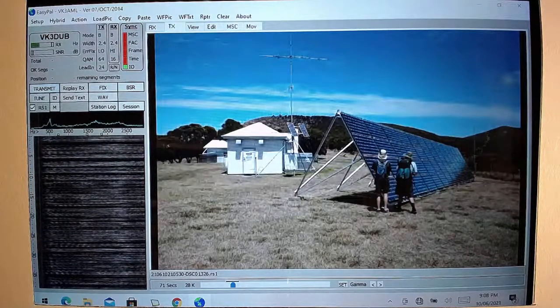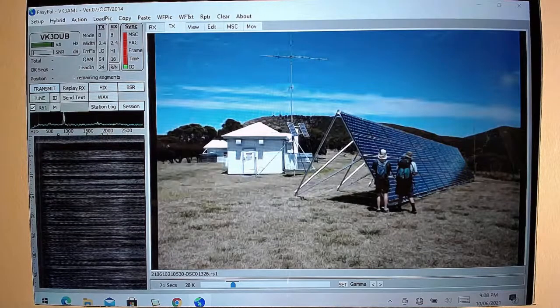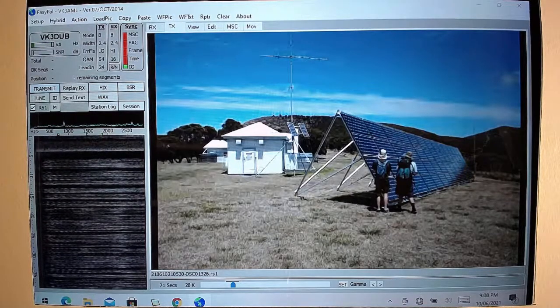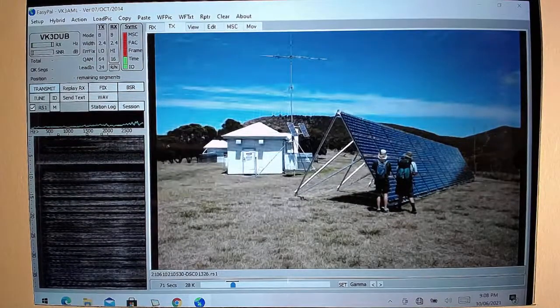VK3FTZD, VK3BOT. No worries there, Stan. Sorry to hear. Bit of a shame. Must be the weather, though, I guess.